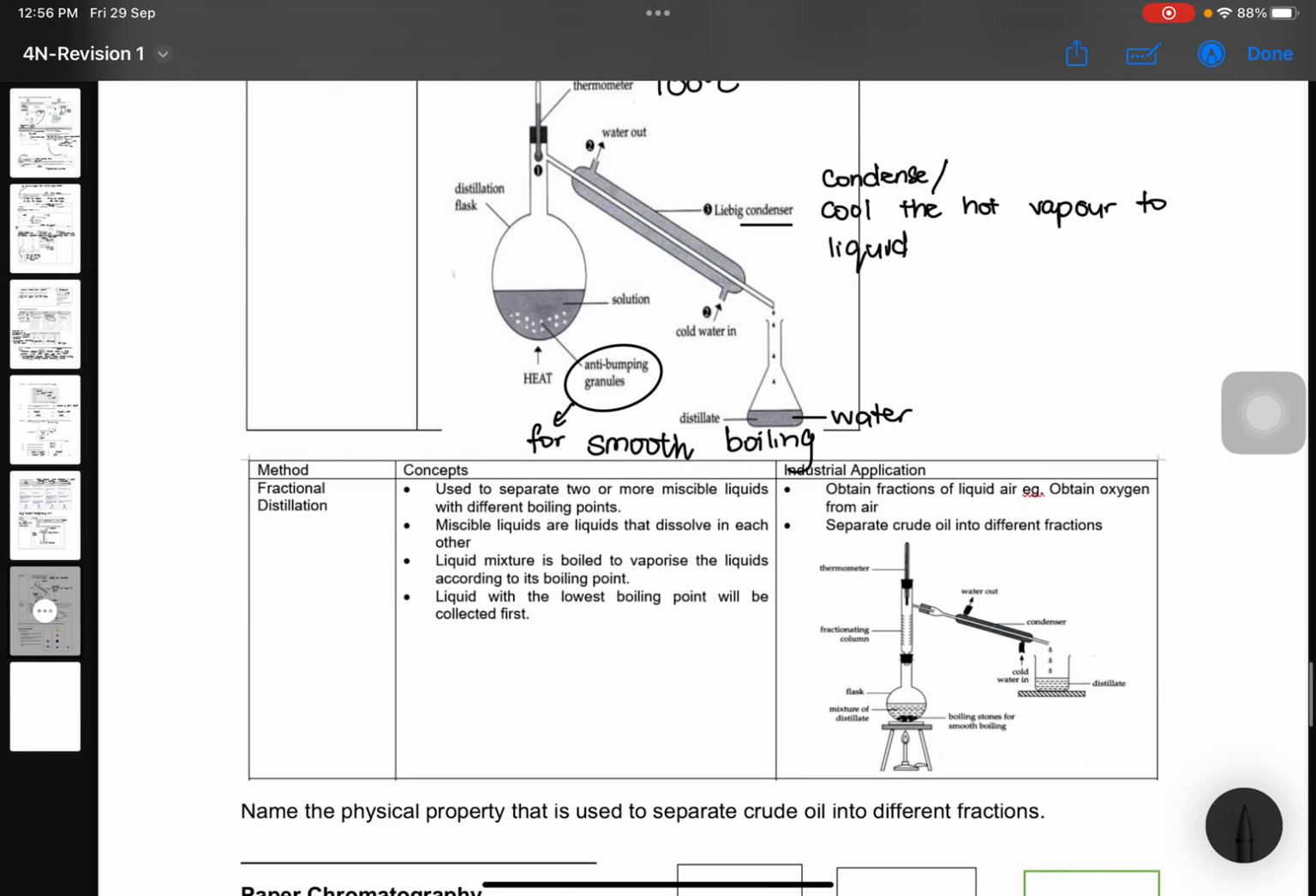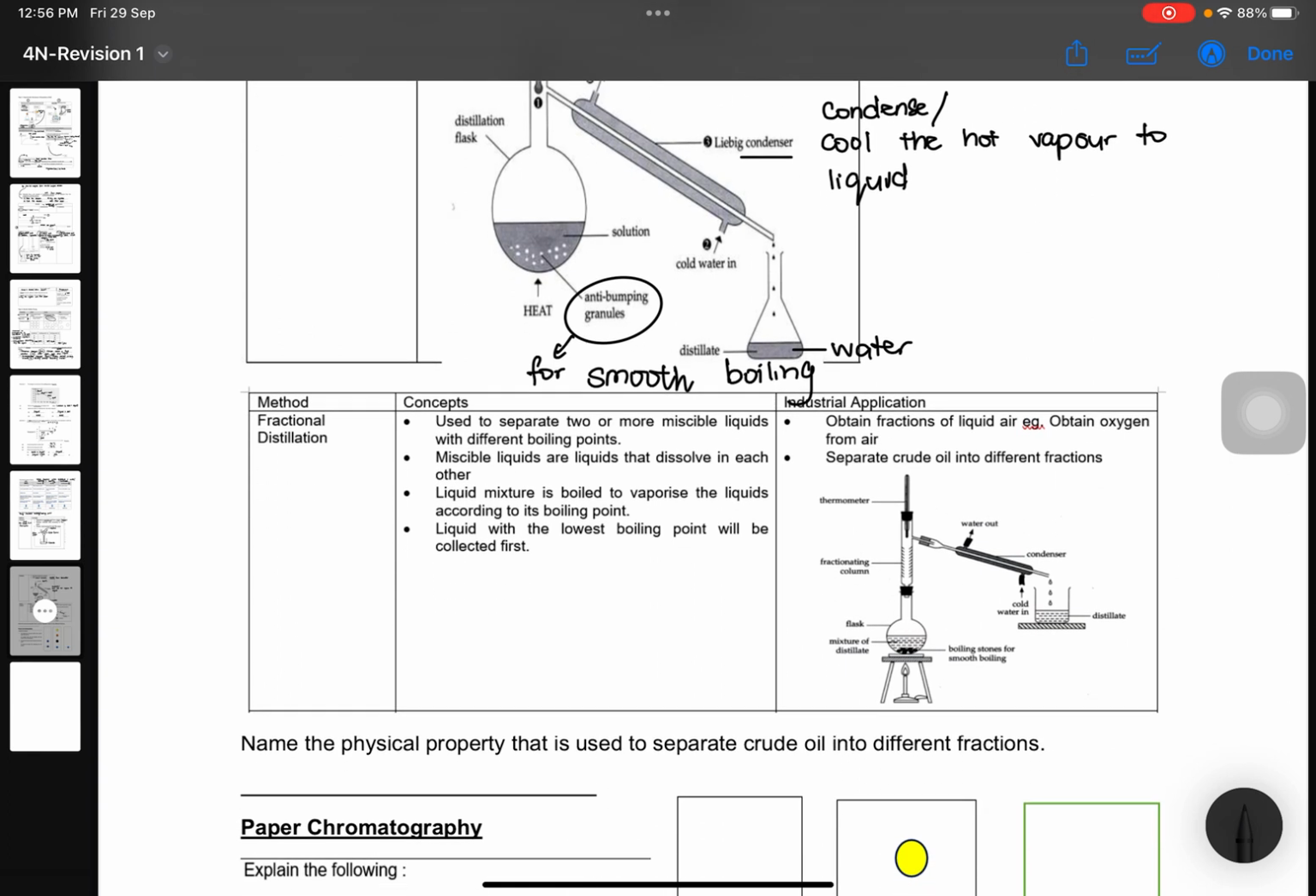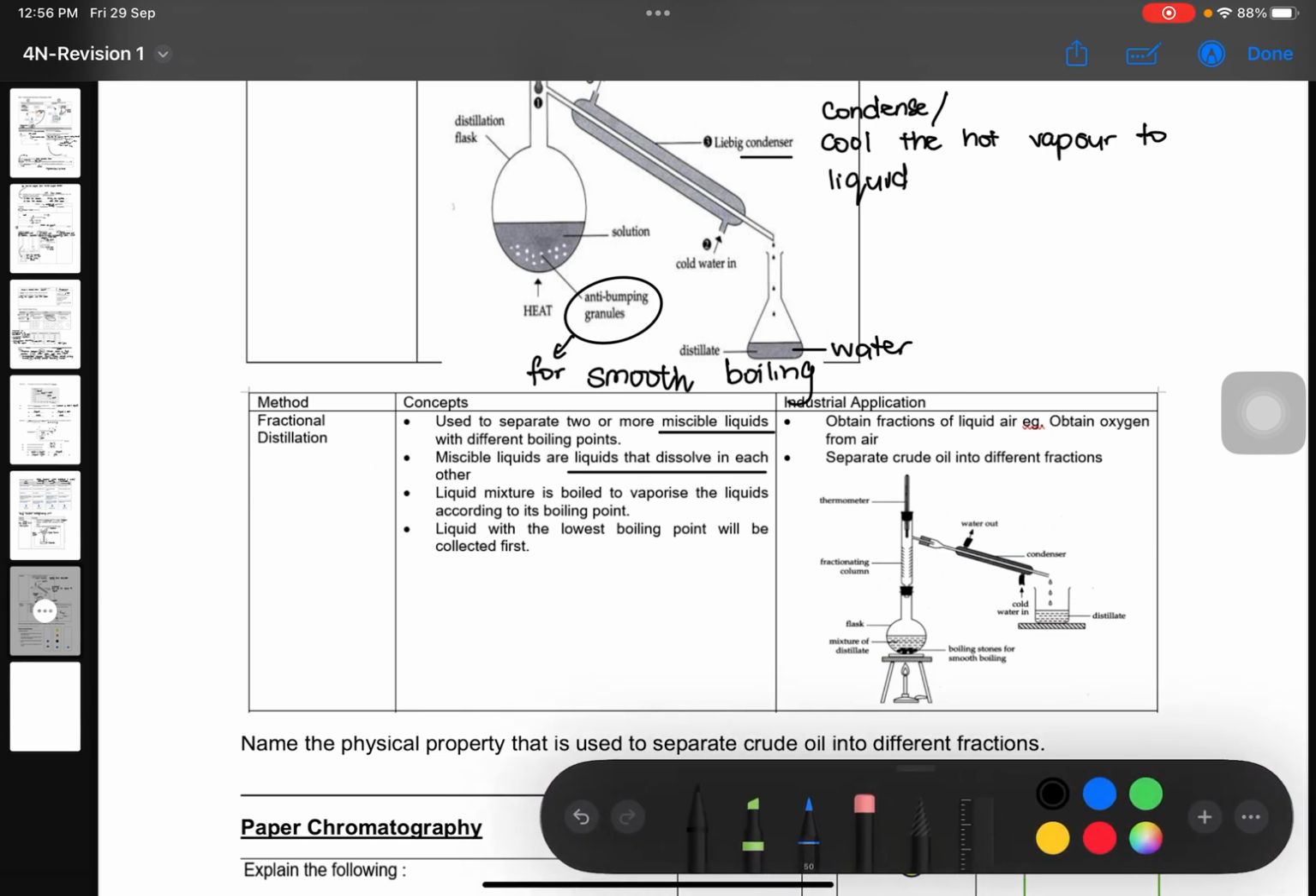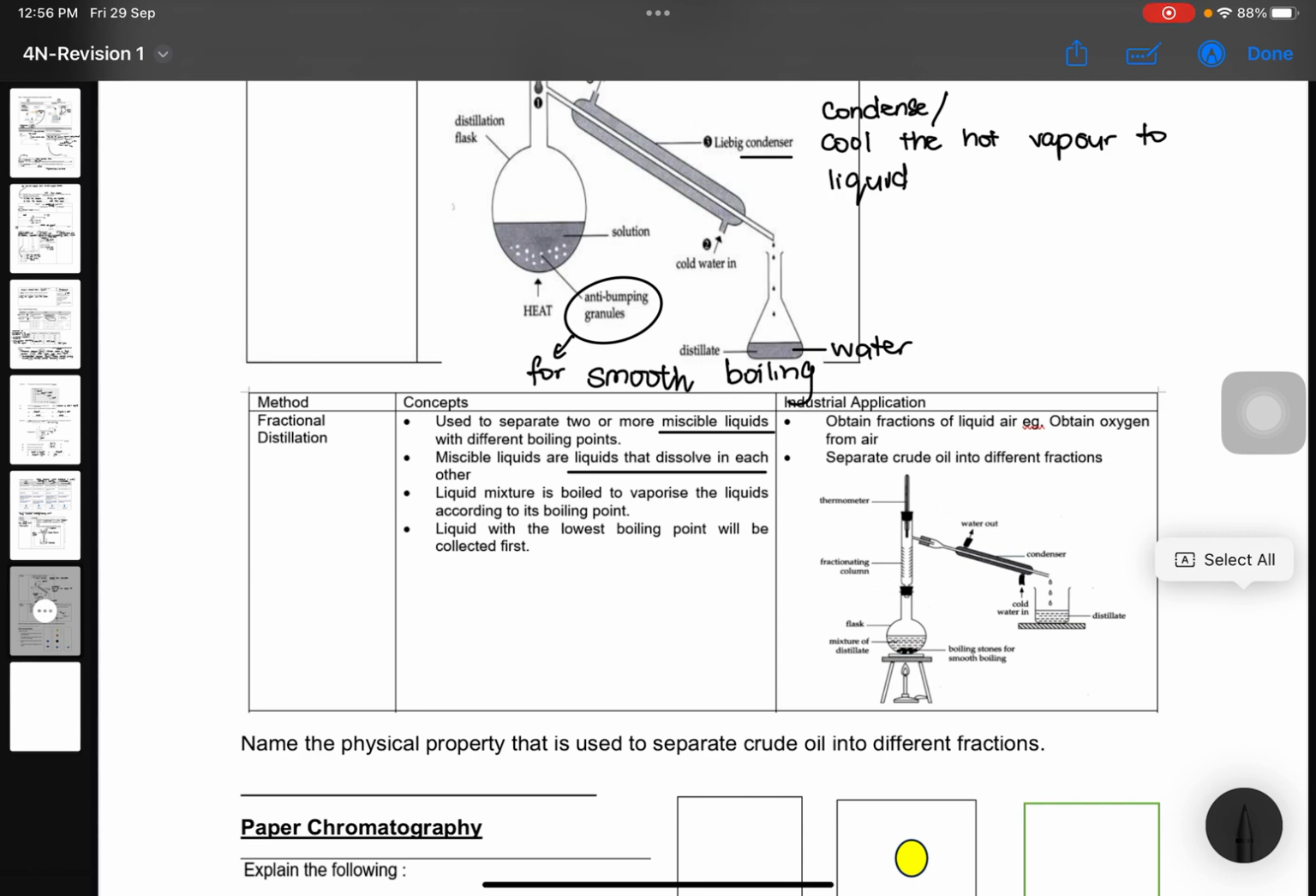Okay, next. Fractional distillation is used to separate two or more miscible liquids. Miscible liquids are liquids that dissolve in each other. Normally, you will always find fractional distillation in terms of crude oil, or if you want to obtain components of air, because air contains nitrogen and oxygen. If I want to obtain oxygen, I use fractional distillation. If I want to separate crude oil into different fractions, I also use fractional distillation.